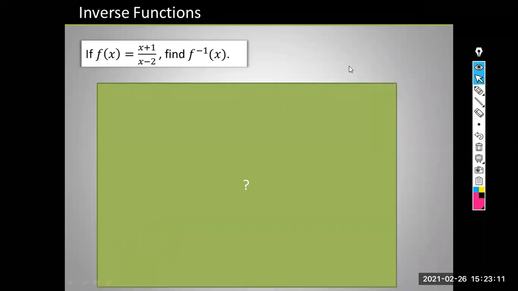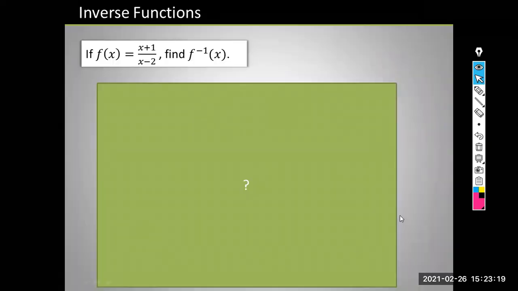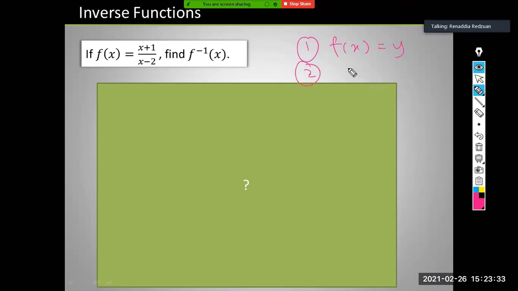Let's try this. Find inverse. The steps: first, you set f(x) equal to y. Second, interchange y and x. Third, you make y the subject.